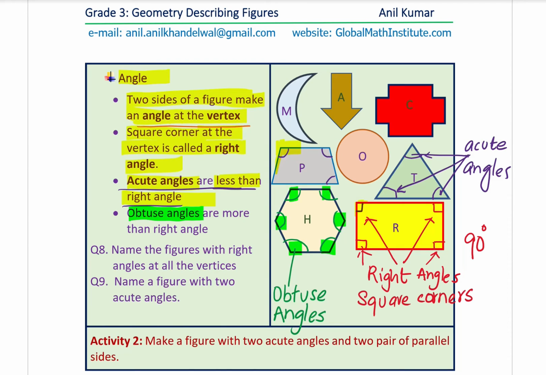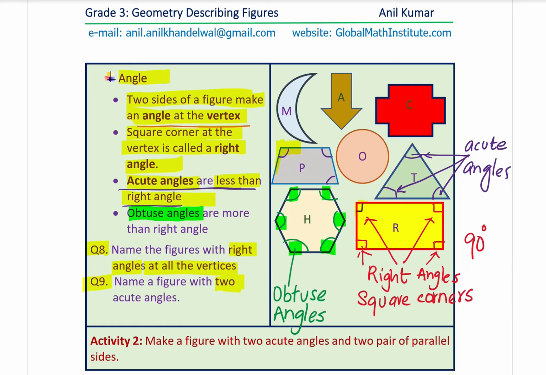Correct. So acute angles are smaller and the obtuse angles are larger than the right angles. Now there are two questions for you. Question number 8. Name the figures with right angles at the vertices. Clear? You can always answer this question. And question number 9 is name a figure with two acute angles.